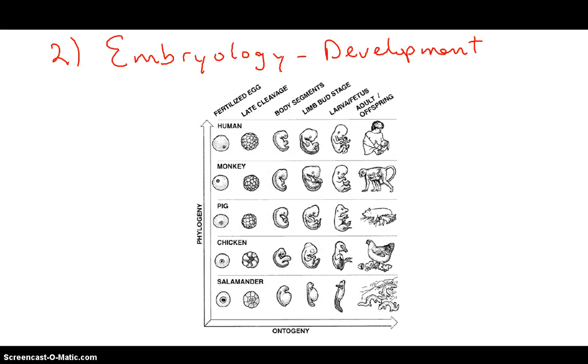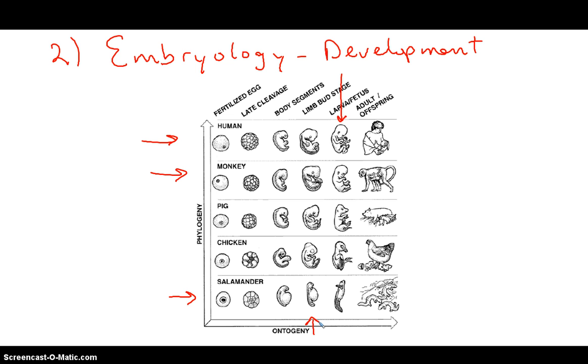The second piece of evidence that we'll look at is embryology, or the development. The idea here is that the more closely two species are related, the longer into development they appear similar to each other. If you look at the human and the monkey in this diagram over here, during development, embryologically, they look very, very similar until a very late stage. Whereas if we compare the human to the salamander down here, they start to differentiate and look different much earlier.